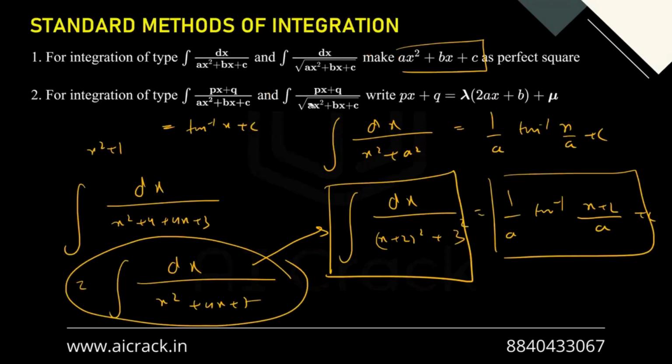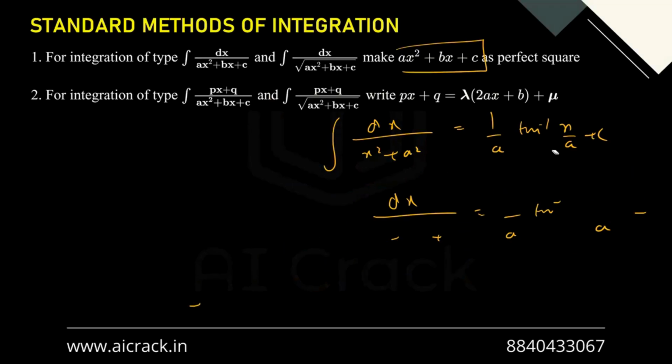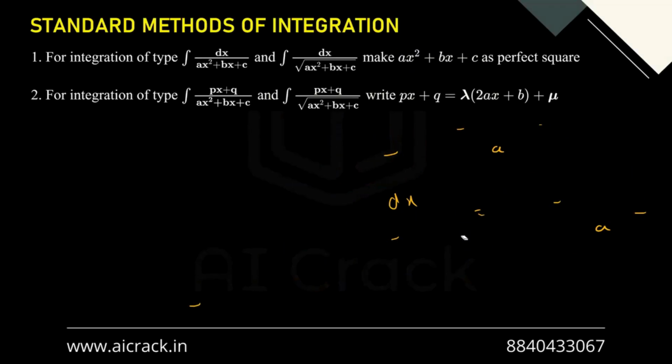And now if we talk about the second one, what do we have? In the second one, we have integration of type integral px plus q divided by ax square plus bx plus c and integral px plus q divided by under root ax square plus bx plus c. Write px plus q equals lambda times (2ax plus b) plus mu, right? Now what is this 2ax plus b? I can see that this is the derivative of ax square plus bx plus c. 2ax plus b is nothing but the derivative of ax square plus bx plus c.